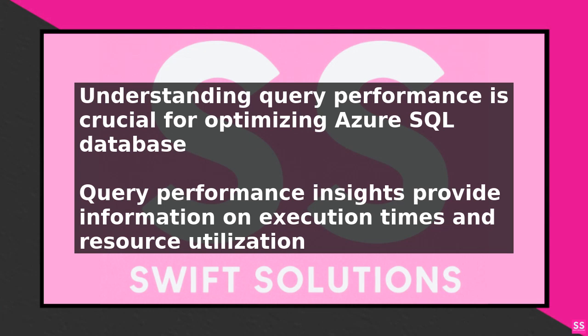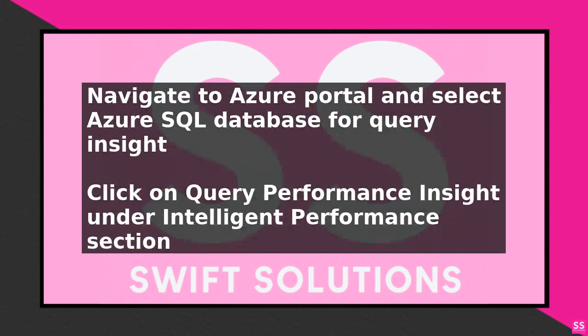To automate Query Performance Insight, you need to set up a monitoring system that can collect and analyze query performance data. Azure provides several tools and services that can help you achieve this, including Azure Monitor and Azure Log Analytics. Start by creating a new Azure Monitor workspace and configuring it to collect query performance data from your Azure SQL database. You can do this by clicking on the New Workspace button and following the prompts to set up your workspace.